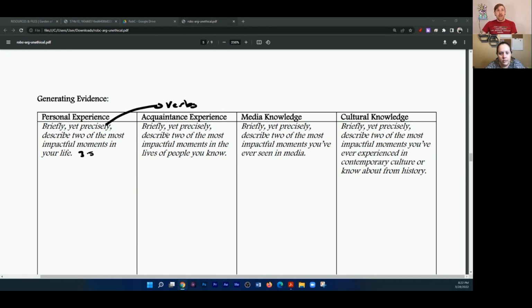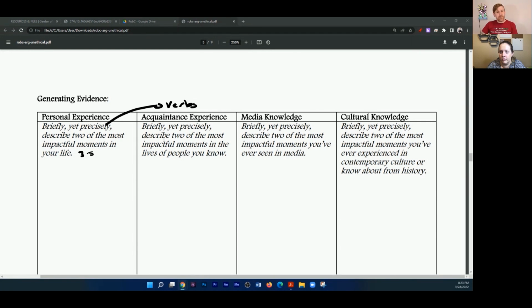But then you'll notice that this one, right? So personal experience, this one would be the experience of an acquaintance. So think about people that you know that have told you about impactful moments in their lives and try to describe that precisely. And then, hey, think about something that's impactful that you've experienced from the media over the past week, 1 to 2. And then, hey, what about some contemporary cultural knowledge from history that you're like, this means something to me, whether it's your own culture, whether it's something you learned in history class.